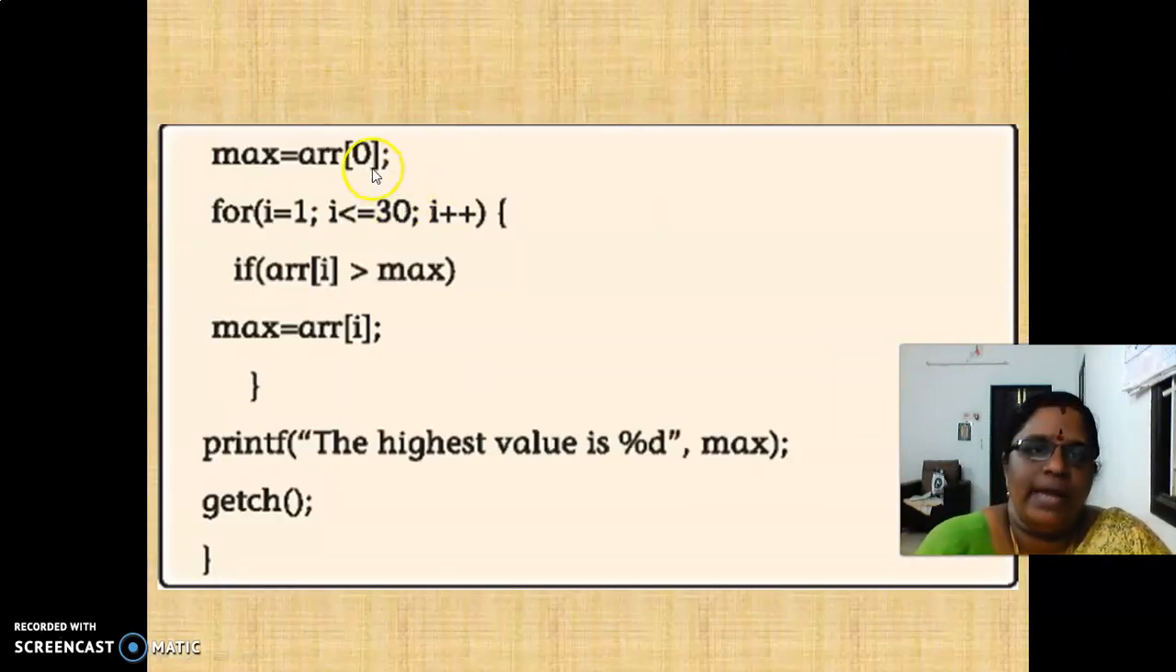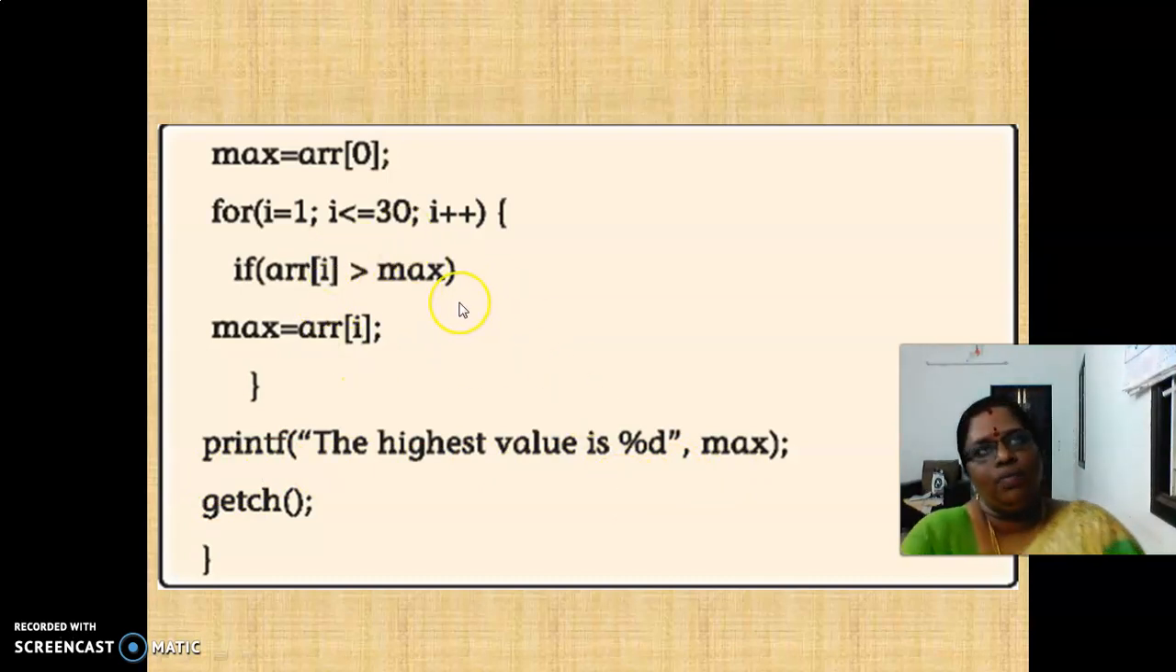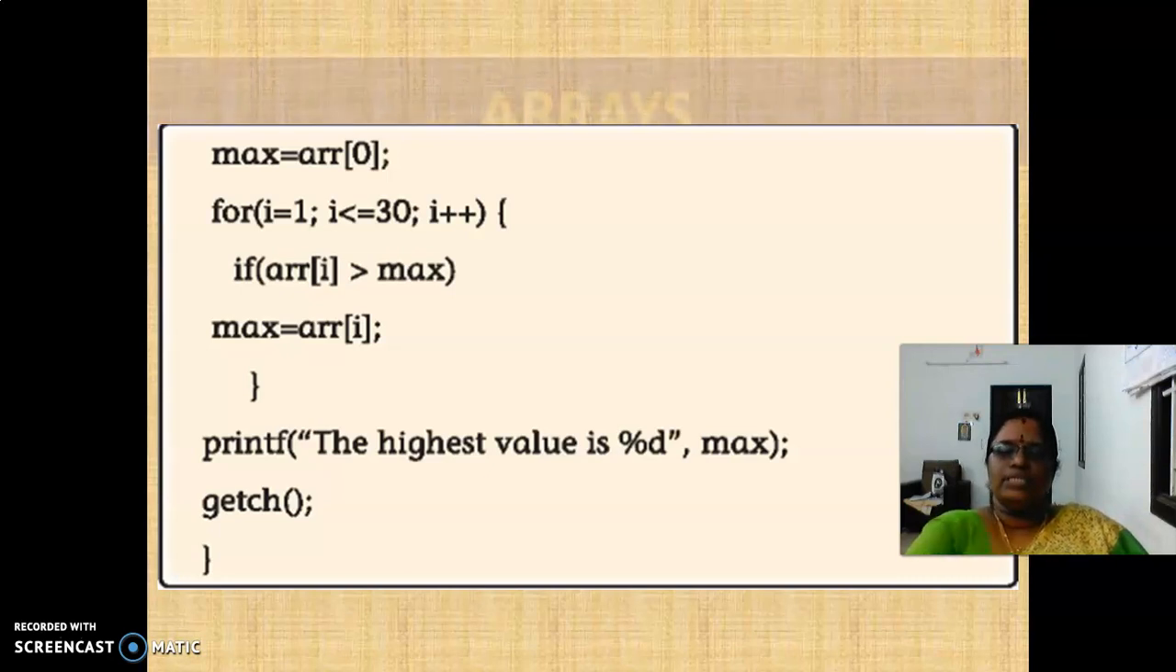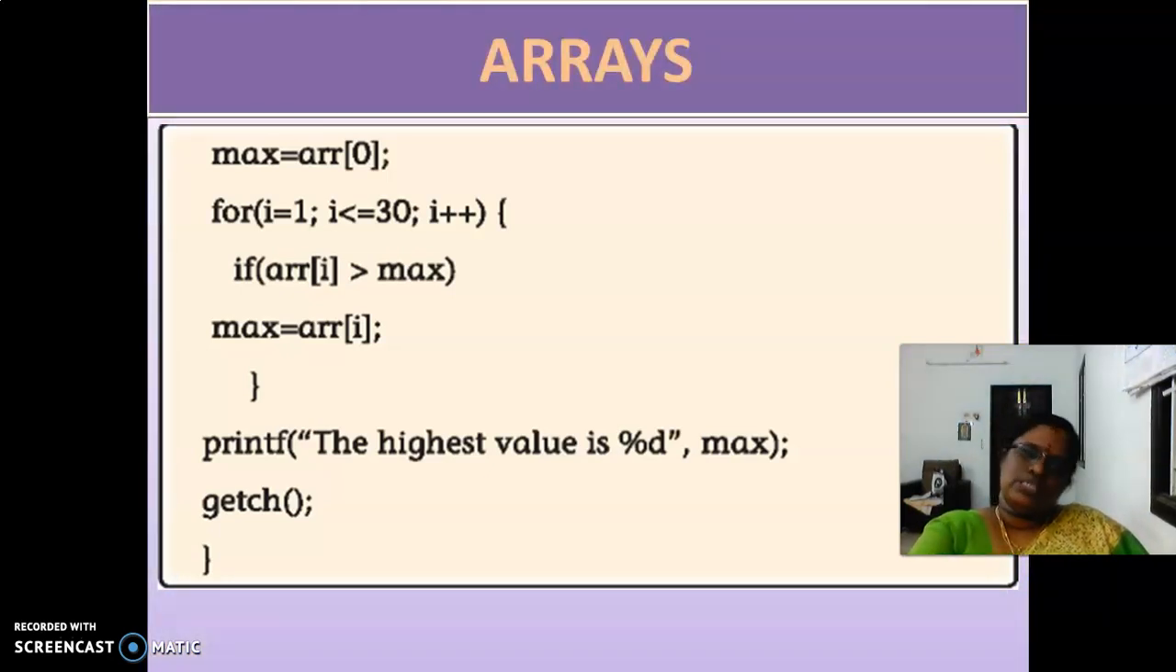In this, maximum is array[0]. So for i equal to 1 to i equal to 30, i plus plus: if array[i] is greater than maximum, then maximum is equal to array[i]. So likewise, all the 30 elements will be checked, and the highest value is printed. Okay, so this is for getting the maximum temperature of the given 30 data. Clear with this? Yes? Clear with this?